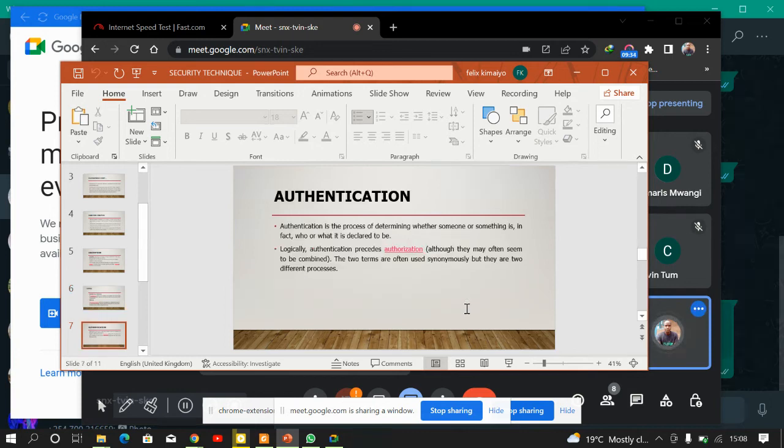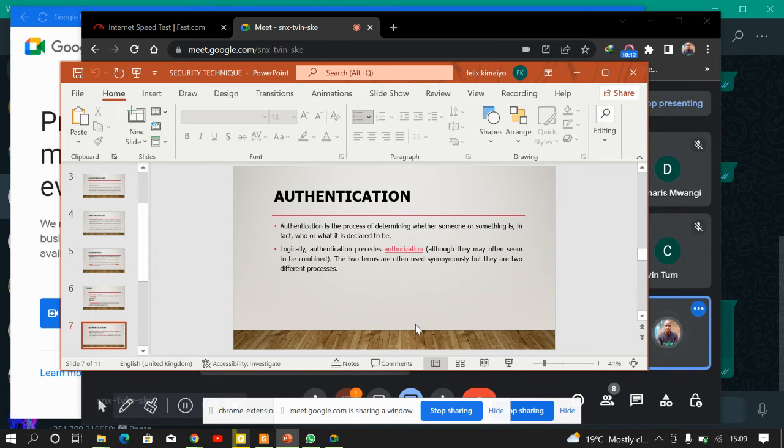Now let's look at authentication. Authentication is the process of determining whether someone or something is who they claim to be. For example, you call yourself the principal. Authentication ensures that it is you who is the principal, not somebody else trying to use your name to pose as the principal. So logically, authentication precedes authorization, although they may often seem to be combined. We'll talk about authorization later, but let's deal with authentication.